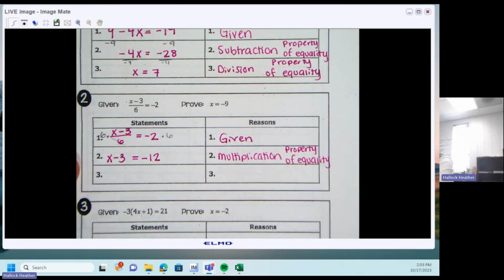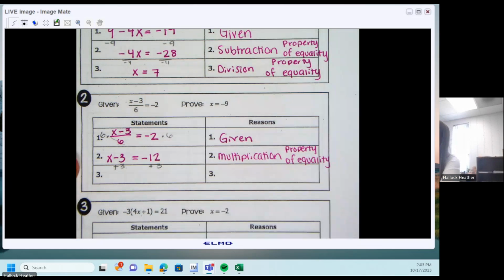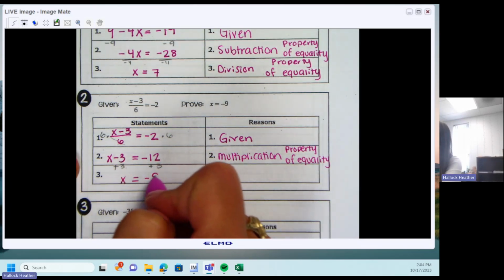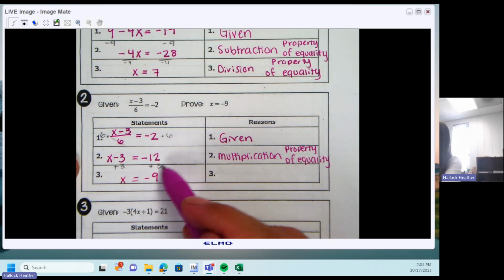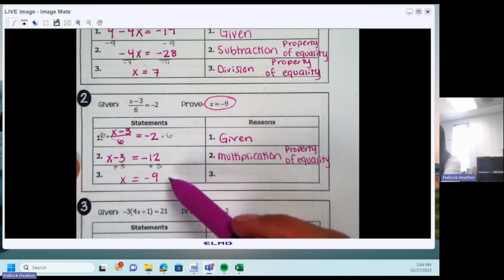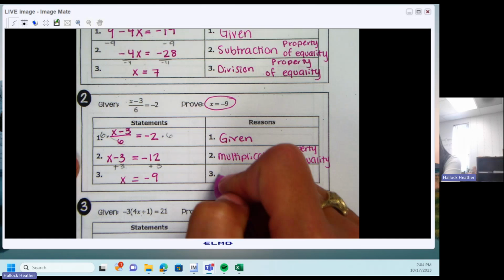The last step to get x completely by itself is to get rid of that -3. The opposite of subtraction is addition. So I would really be adding 3 to both sides. If I add 3 to both sides, I get x equals -9. -12 plus 3 is -9. That's the answer they told me. To go from step 2 to step 3, I added. So it's addition property of equality.